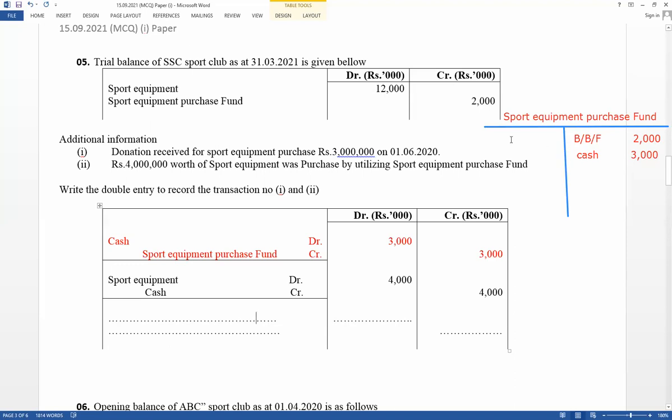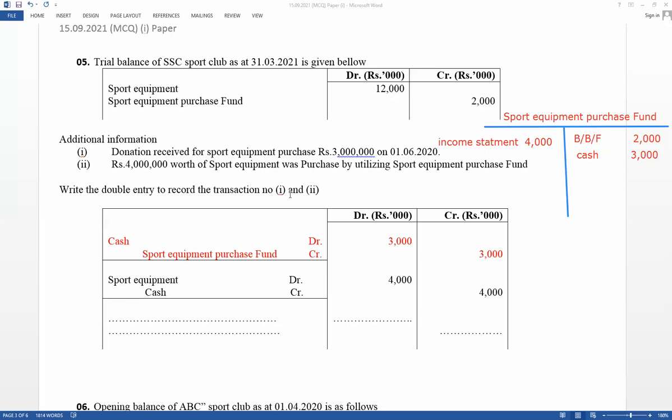ඔන්න දැන් ෆන්ඩ් එකේ balance එක අඩු වෙනවා. Therefore sport equipment purchase fund account debit, as a income statement. ඔන්න දැන් තමයි donation of income එකක් විදිහට ගන්න. Therefore sport equipment purchase fund account debit 4 million, income statement credit. Therefore now donation can be considered as income.